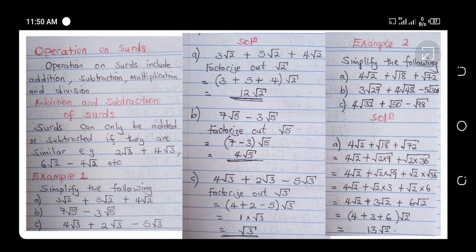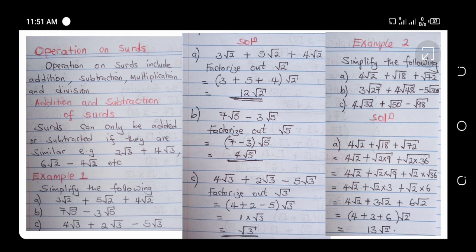Then part C, we have 4 root 3 plus 2 root 3 minus 5 root 3. The common factor is root 3, so you factorize it out. Inside the bracket, you remain with 4 plus 2 minus 5. Simplifying the bracket, 4 plus 2 is 6, minus 5 is 1. So 1 times root 3, the answer is root 3. That's how we simplify these in addition and subtraction.